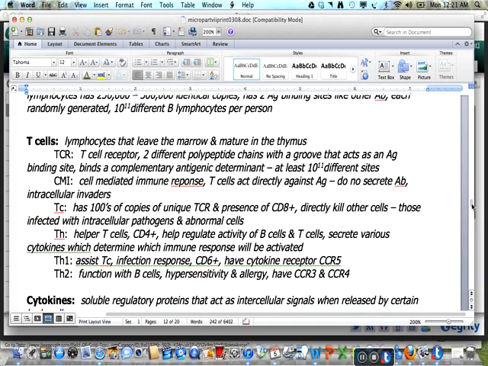CMI, or cell-mediated immunity, is involved with intracellular invaders. Each TC has hundreds of copies of unique TCRs and the presence of a CD8 positive marker. They directly kill cells infected with intracellular pathogens and abnormal cells.